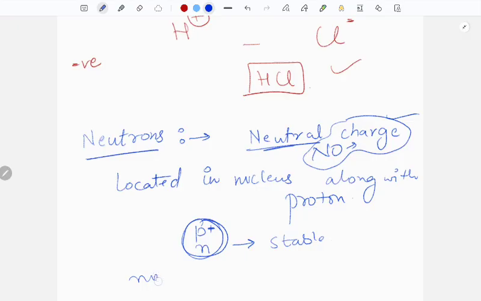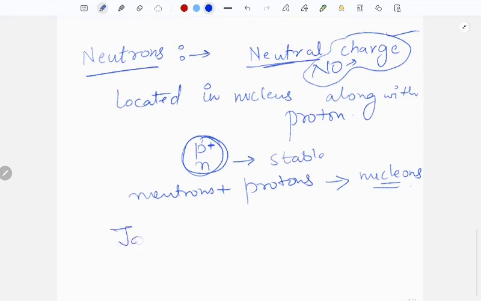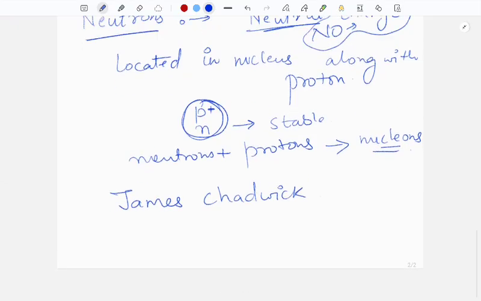So neutrons plus protons, we call them nucleons also. Got it? And one more thing, the discovery of the electron was done by J.J. Thomson, and the nucleus was discovered by Ernest Rutherford, but the neutron's discovery was done by James Chadwick. So you can learn that as well. James Chadwick discovered neutrons.